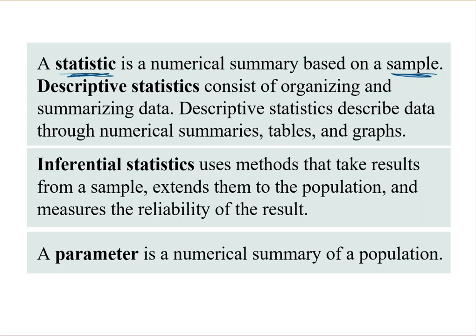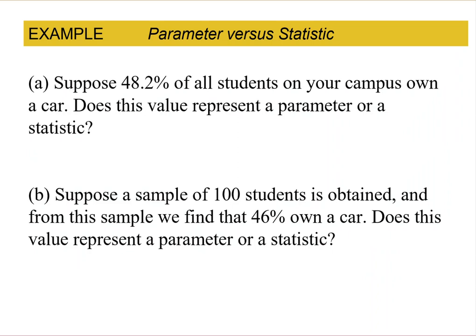A parameter is a numerical summary of an entire population. So if it's practical, or if we have access to population data, then measuring some feature or characteristic of that would be a parameter. So we'll take a look at a couple of examples and identify them as either parameters or statistics.